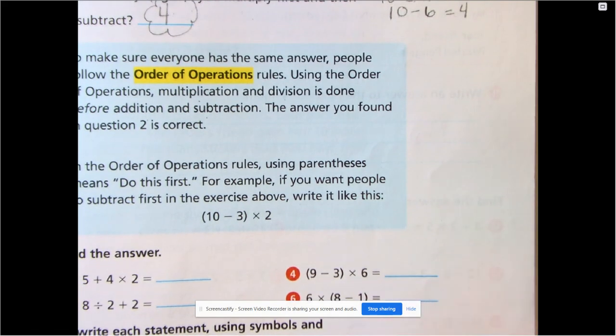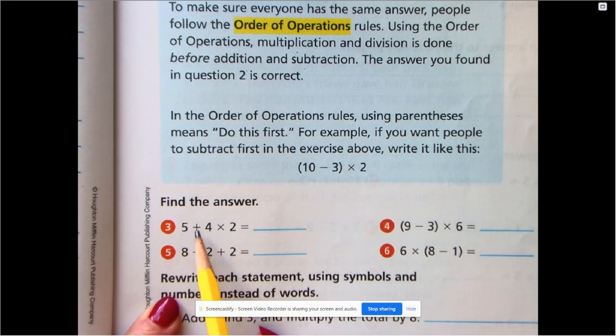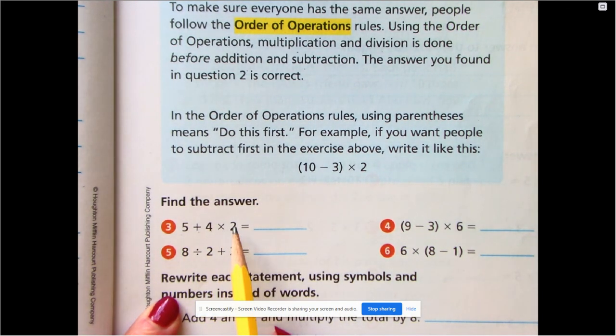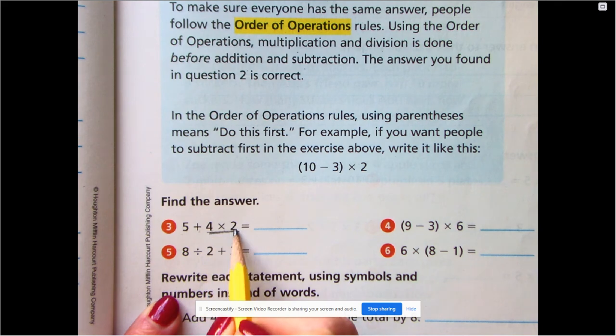All right, so let's get some practice down here at the bottom. Let's look at number 3. It says 5 plus 4 times 2. Well, I know I have to multiply or divide first, then I can add or subtract. So really, I have to do this part first. I have to multiply.